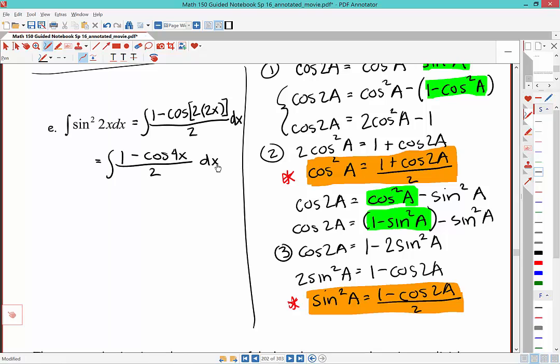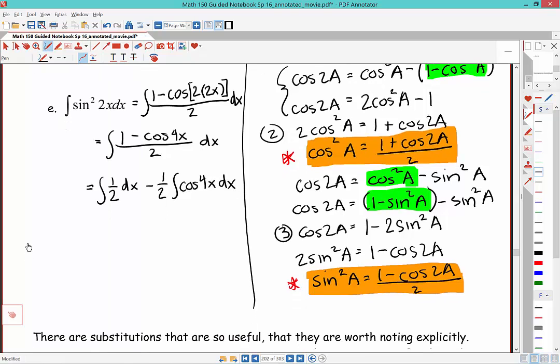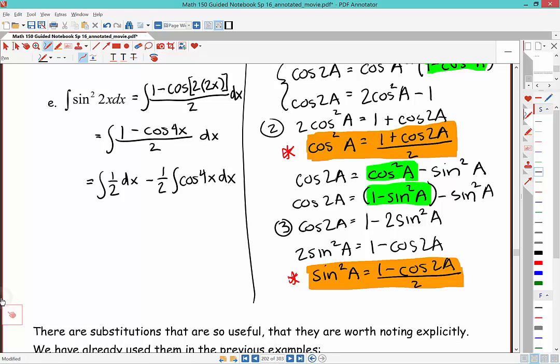Now on something like this, I highly recommend that you split the integral, because many times people make mistakes on this guy. So this is going to be the integral of 1/2 dx, I'm dividing through by 2 and splitting the integral, minus, I'm going to bring the 1/2 outside on that one, 1/2 times cosine of 4x dx. So now our setup is done. So this one, just be careful, this whole integral is equivalent to all of this.